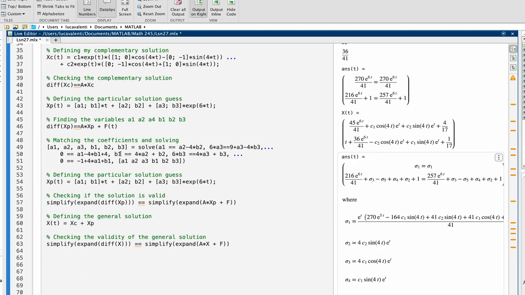I apologize for the little mistake here, and I'll see you next time. We're going to do variation of parameters.